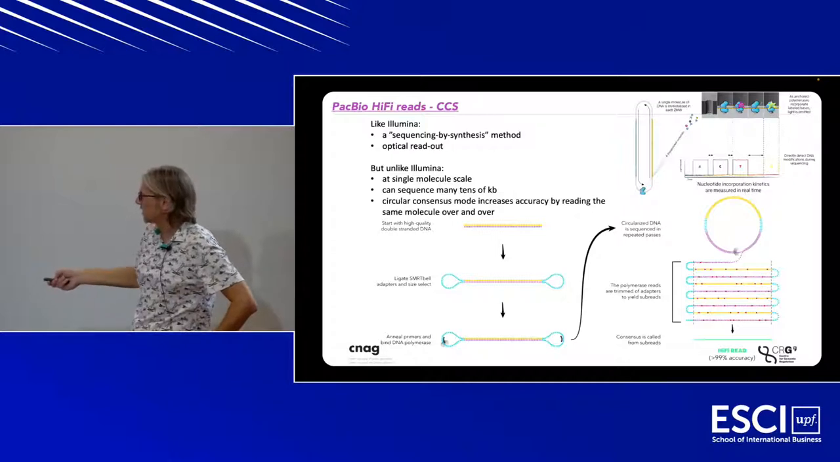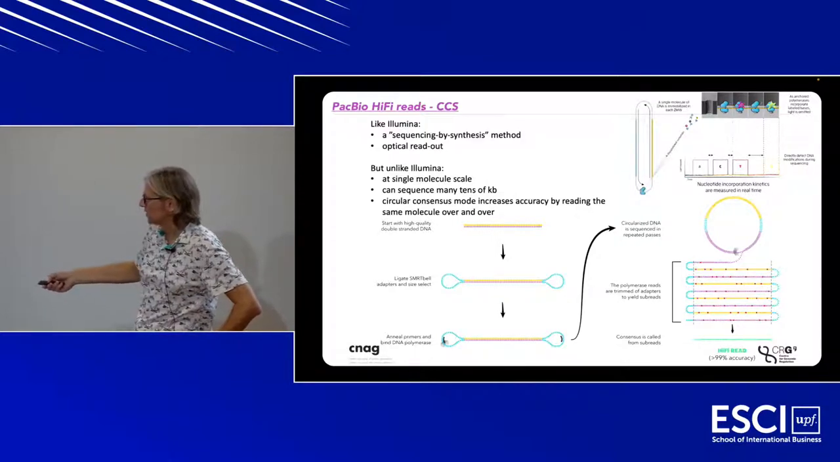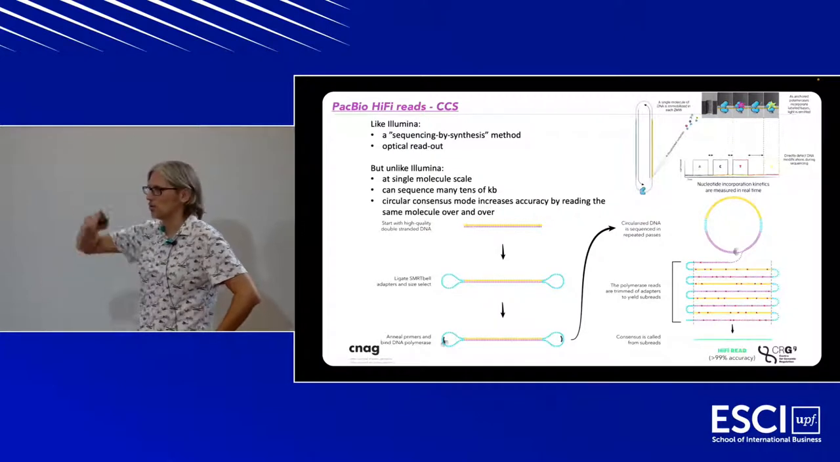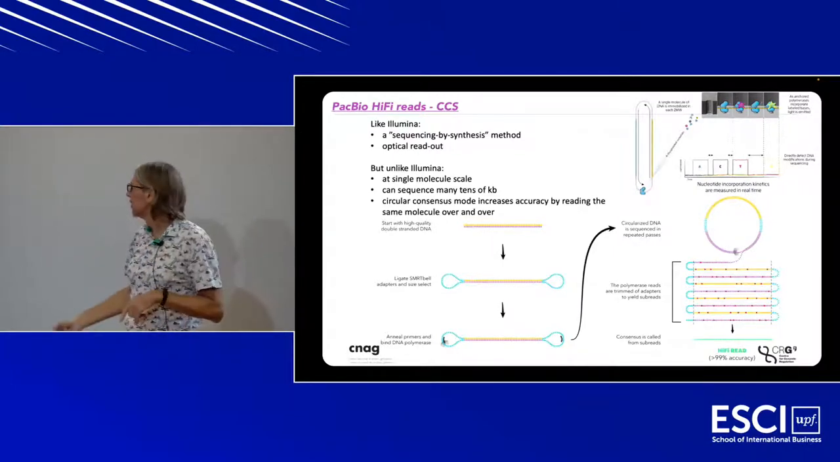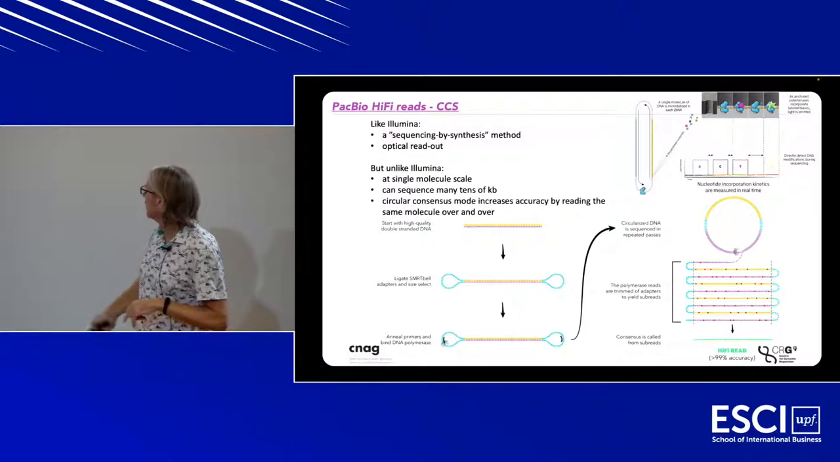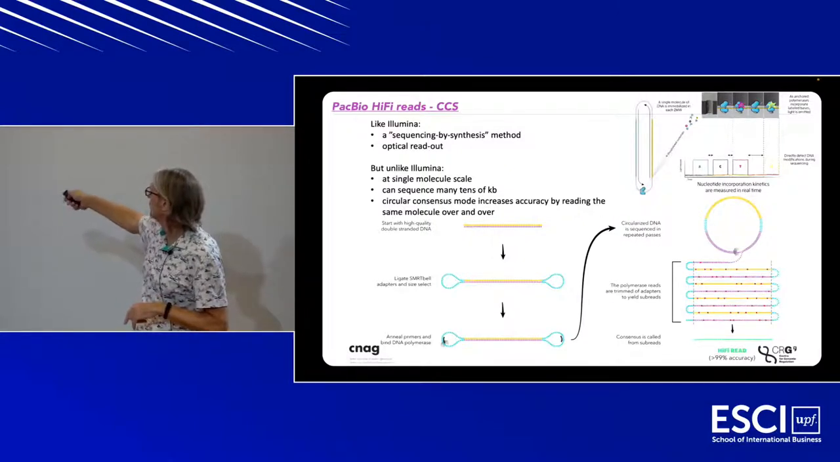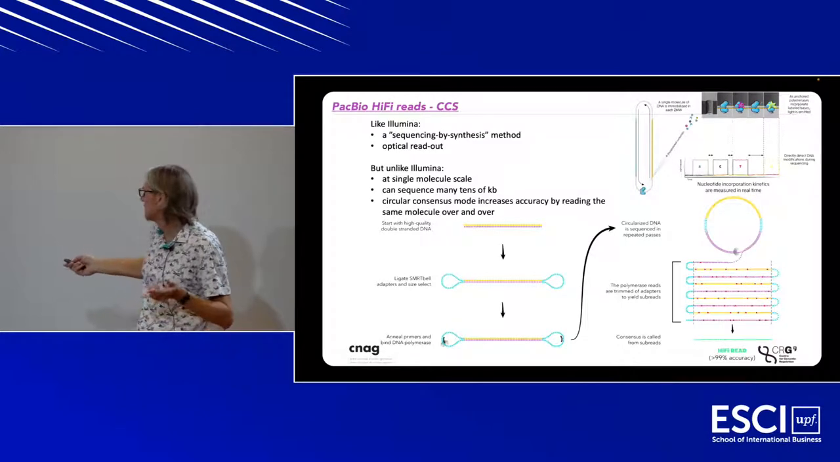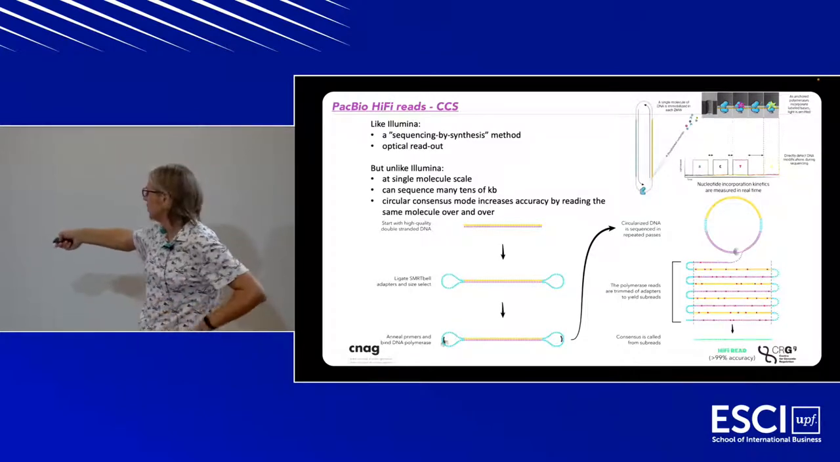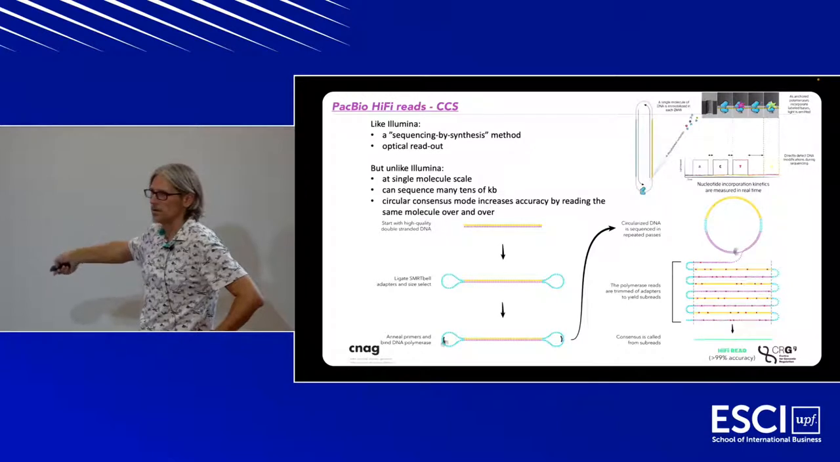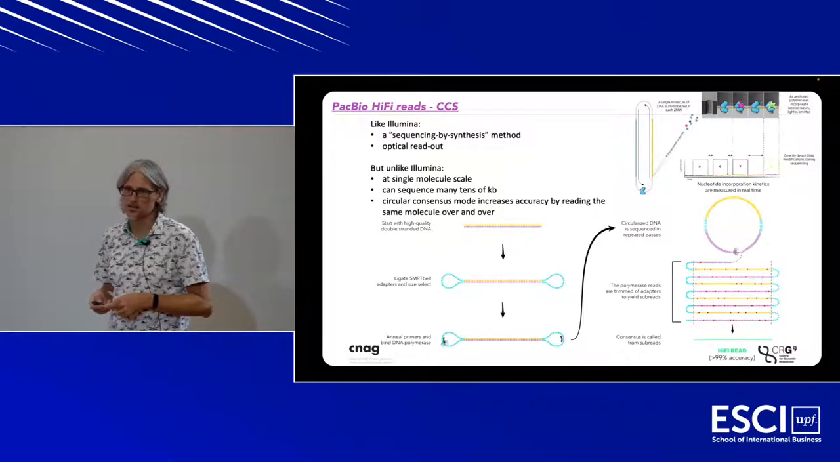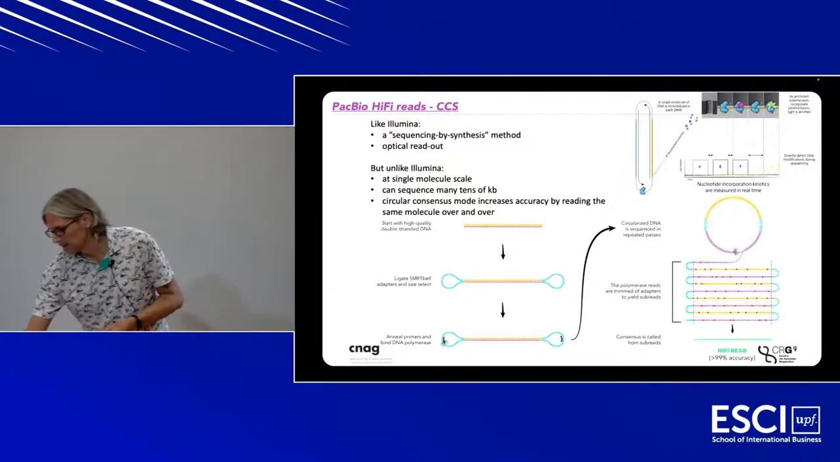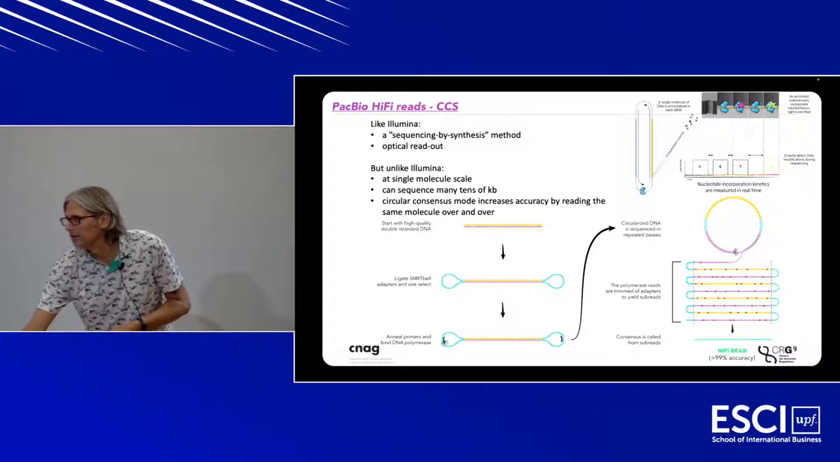And then their best technology is using these SMRTbell adapters, and you can create a rolling circle synthesis. It just goes around and around and around, creating many copies from the same original fragment, like this. Okay? And so the sequencing is not perfect. You have errors. But you can align all of these subreads that come out and generate a really high quality consensus sequence. So these are like 99.9% accurate sequences.